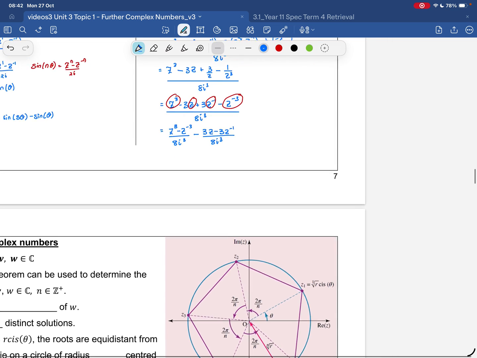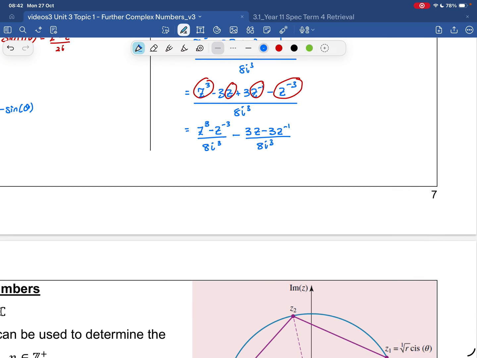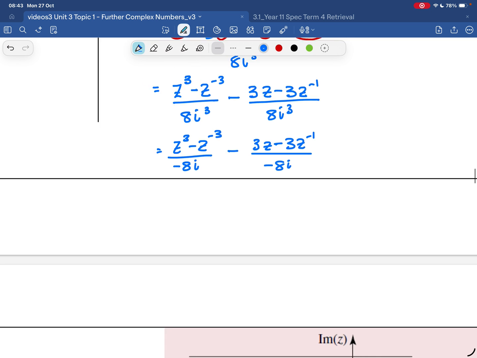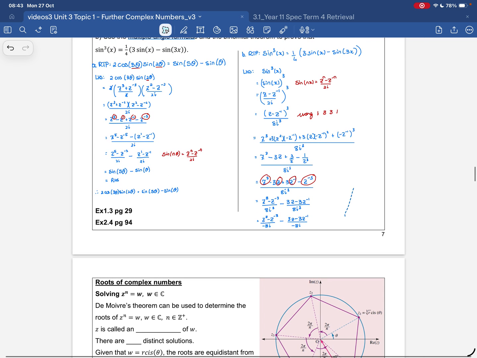Now, to get it back into our other form, remember that I needed to have a 2i. Well, i cubed is just negative i, right? So I could write that as z cubed minus z to the negative 3 over negative 8i. And over here I could have 3z minus 3z to the negative 1 over negative 8i. And I'm going to need to shrink this because I'm running out of space.